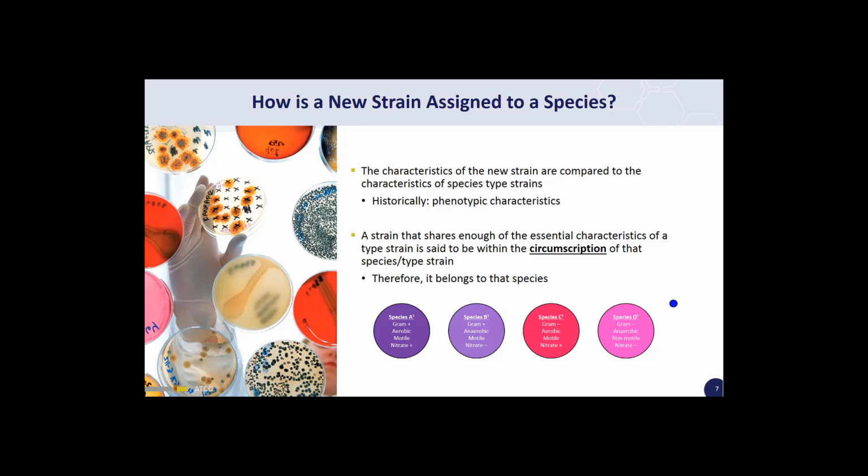If we isolate a new strain of bacteria, we can examine its characteristics and compare them against those of the type strains. In this case, our new bacterium is gram-negative, aerobic, motile, and nitrate positive. Based on the comparisons to the type strain, we can clearly see that its characteristics most closely align with those of species C. Thus, we can assign it to species C and say it is a strain of that species.